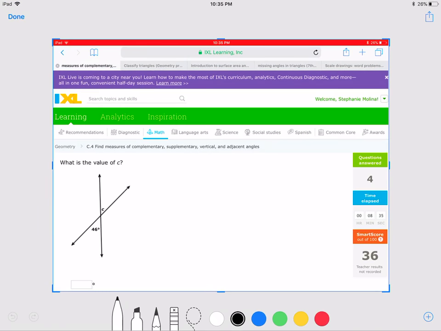Oh, I love these. This is a vertical angle. Vertical angles are like mirrored images. So C is across from 46. That means C is equal to 46. And those are vertical angles. So let's check it.